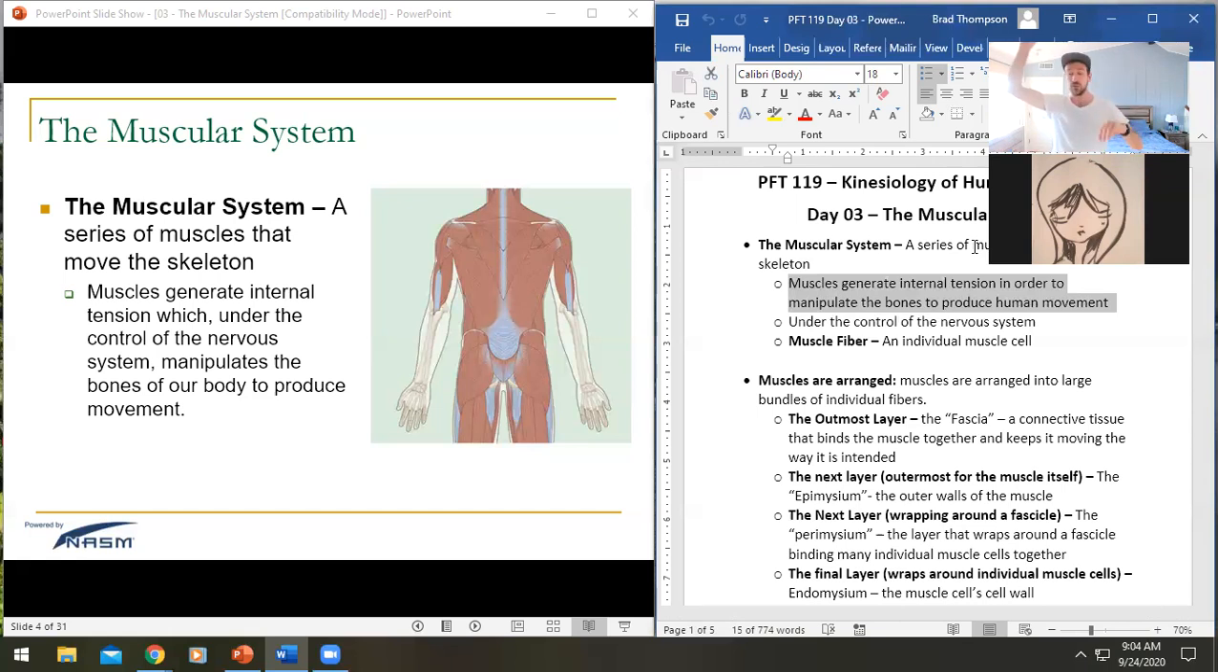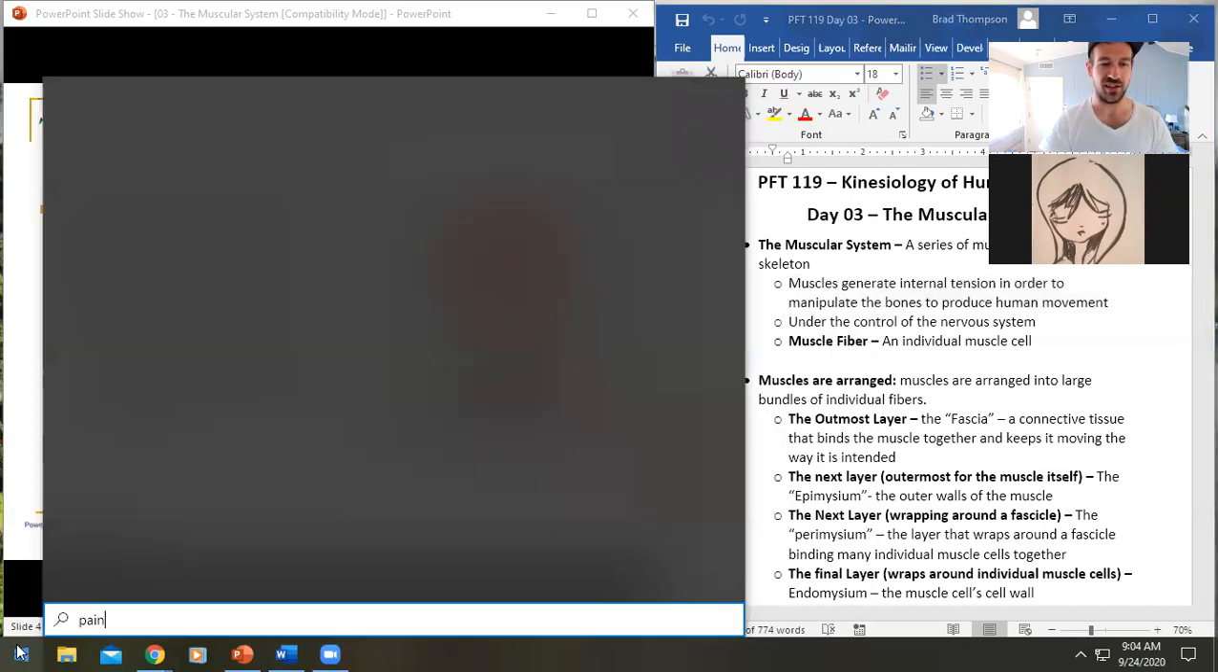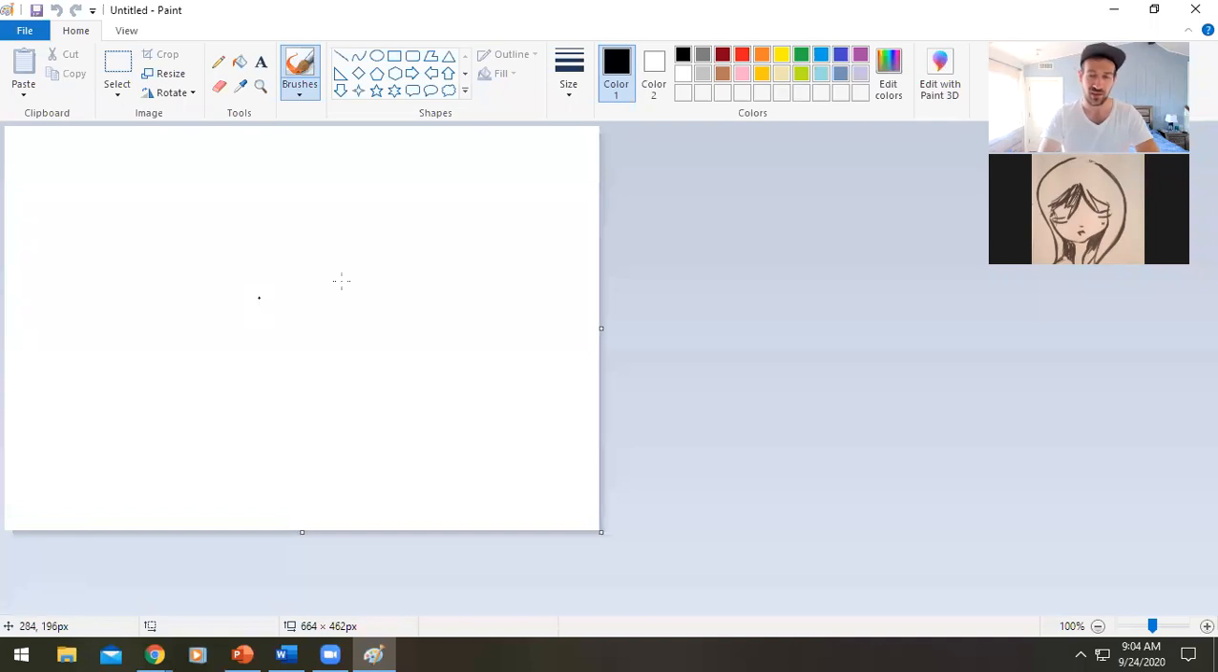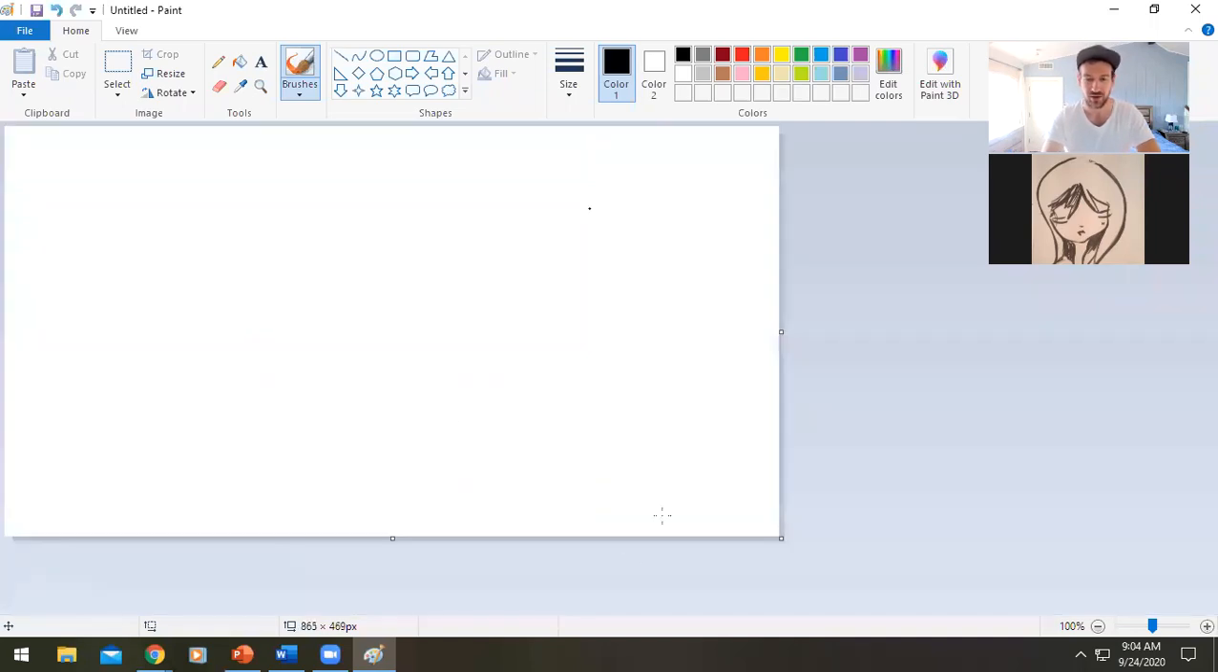Remember, the job of your muscular system is to manipulate the skeletal system. The way your muscles are always going to be arranged is that there is one muscle pulling in one direction and another muscle pulling in the opposite direction. I apologize, I'm going to go with Paint here because I don't know how I'm going to find the picture that I want. But if you think of a bone here, I only know how to draw dog bones. So there's a bone.